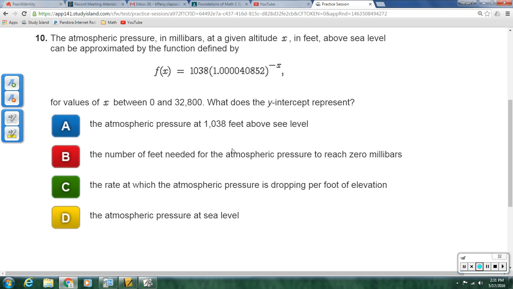The starting point they have right here is this, correct? But this also says above sea level, correct? So are we looking at above sea level? A rate? At sea level? Number of feet needed for atmospheric pressure to reach 0 millibars? That has absolutely nothing to do with anything. So I'll tell you, it's A or D. Which one do you think? Anybody say D? Those of you that are paying attention? You say D? At sea level? Alright, well, so let's go with A then, since everybody thinks it's A.